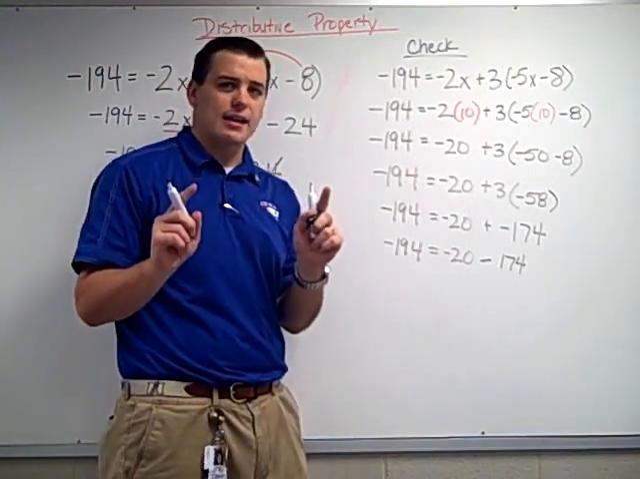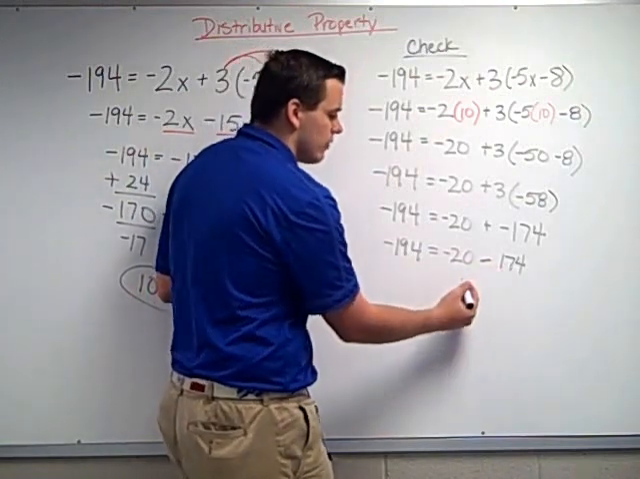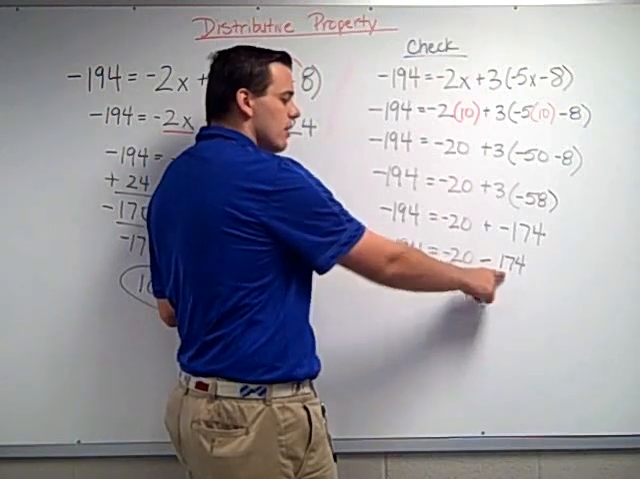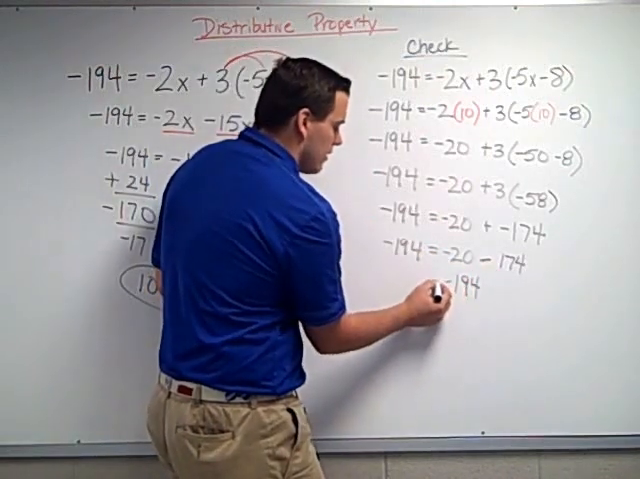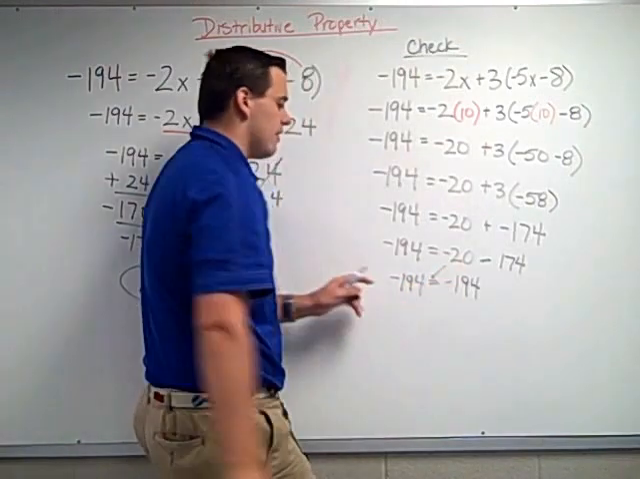When signs are alike, we add. These signs are alike, so we're going to add. 20 plus 174 is 194. We're going to take the sign of the bigger number, which is 174. So therefore, that is negative. So we have negative 194, and that is checked, therefore equal.